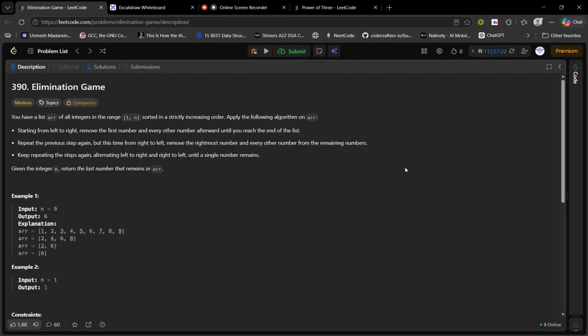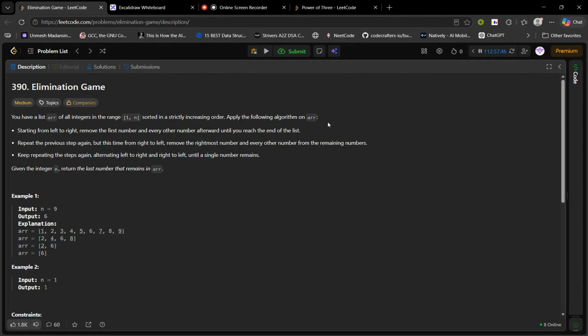Hello everyone, this is day 9, question 2 of our LeetCode elimination game. So we have a list array of all integers in the range 1 to n sorted in strictly increasing order. That is basically we'll have 1, 2, 3, 4, 5, 6, 7, 8, and so on till n.